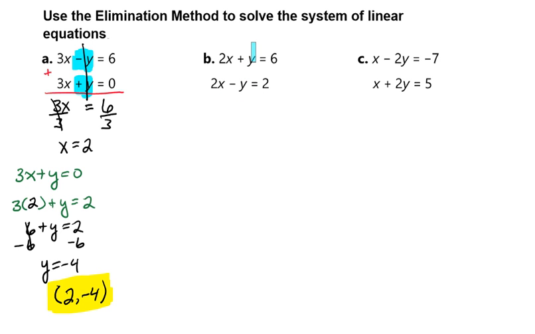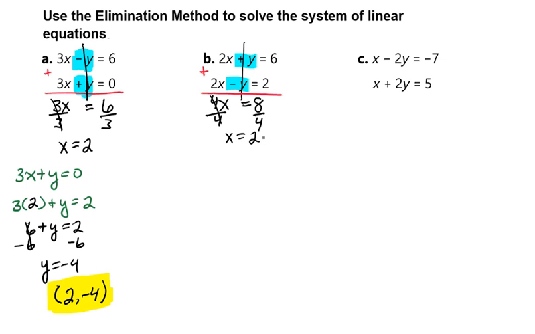But are any of them matching opposites to make it a little bit easier? And the answer is our y's are, because one is positive and one is negative, which means we don't have to do any multiplication to get an opposite. So we can just go straight ahead and add these. That's going to give us a 4x, the y's will go away, equals 8. And we'll finish solving, which gives us x equals 2.